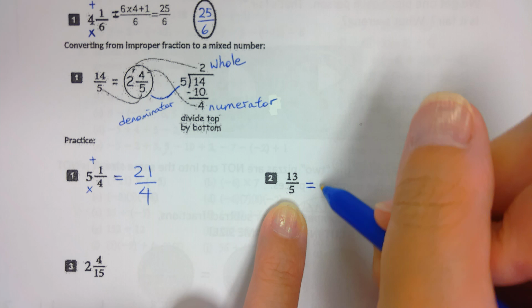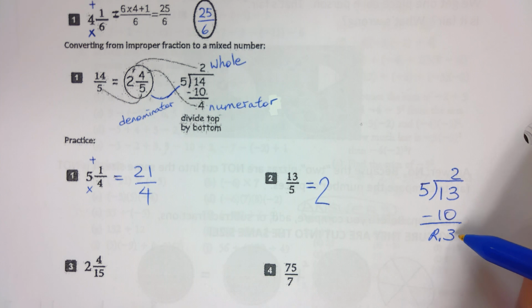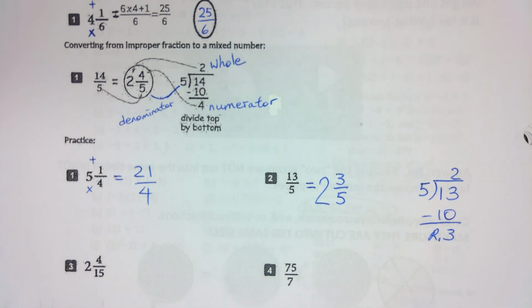Yeah, so you have 2 wholes. 2 wholes. And then 3 over 5. Remember, denominator never changes. So 3 over 5. Good. Okay.